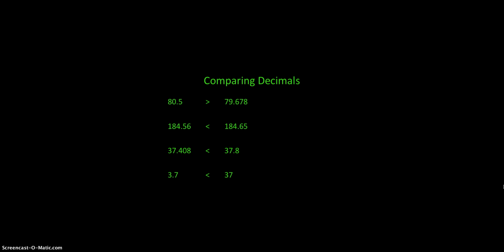Okay, you may or may not have put zeros in here to get the number of decimal places after the decimal point to be the same. In either case, you can check your answers. 80 and 5 tenths is greater than 79 and 678 thousandths.